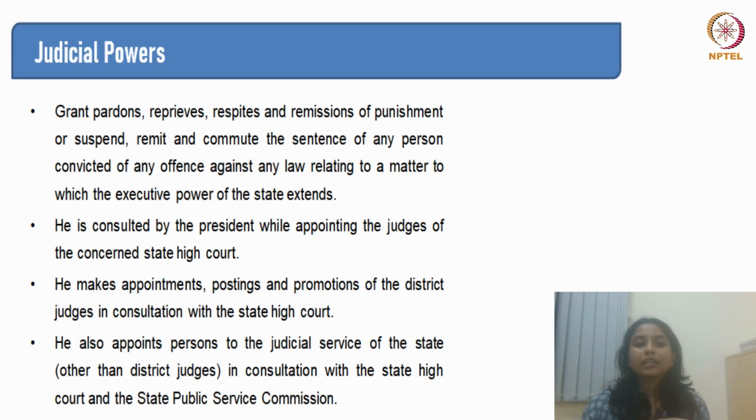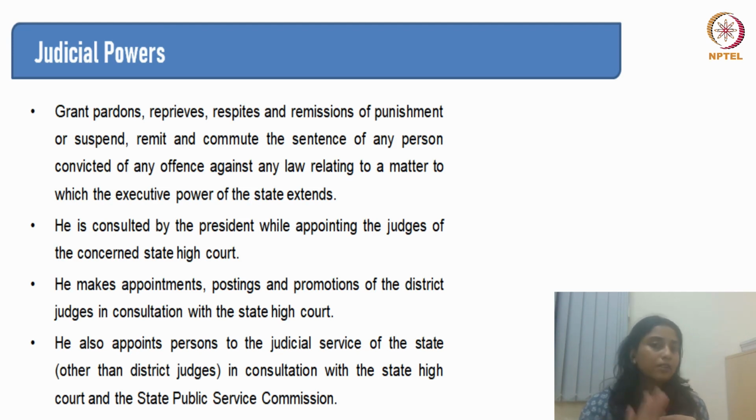Another judicial power of the governor is that he is consulted by the president while appointing the judges of the concerned state high court, and the governor makes appointments, postings and promotions of the district judge in consultation with the state high court. He also appoints persons to the judicial services of the state other than the district judge in consultation with the state high court and the state public service commission. So these are the judicial powers of the governor.